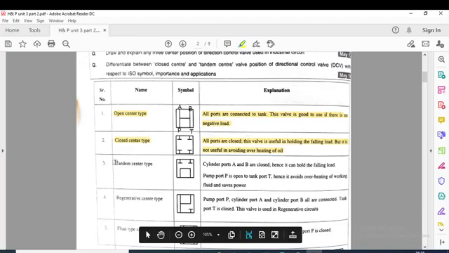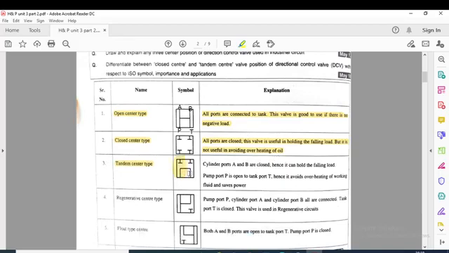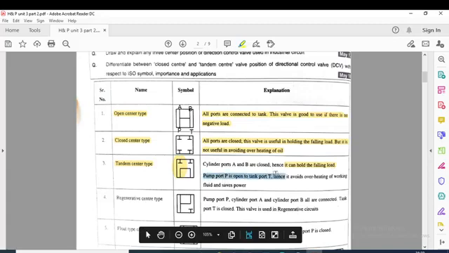Then the third position is the tandem center type, where port P is connected to port T, and ports A and B remain closed. Hence, it can hold the falling load. How can it hold the falling load? I covered this concept briefly previous to this lecture; if you have any doubt, then go and check the previous lecture on why holding load is required. And here port P is connected to tank T, hence it avoids the overheating of the fluid and saves power.